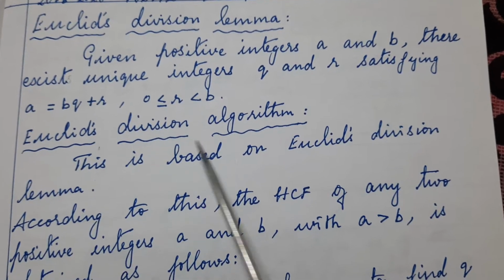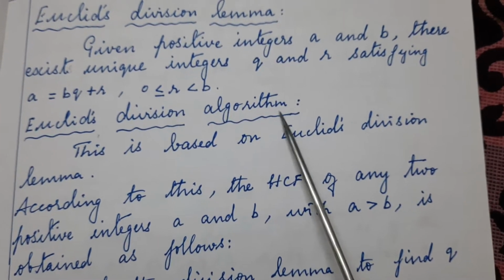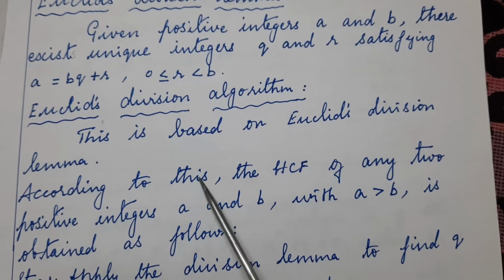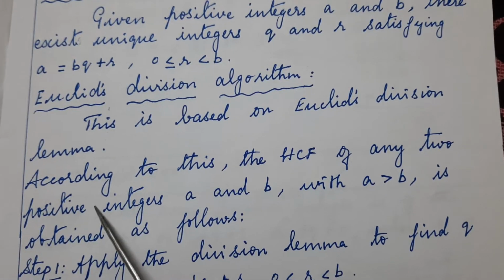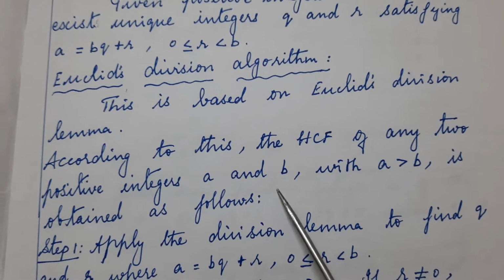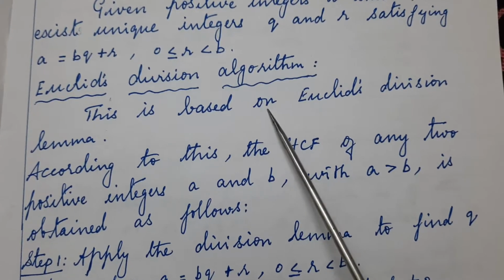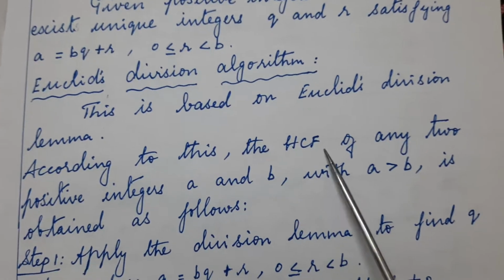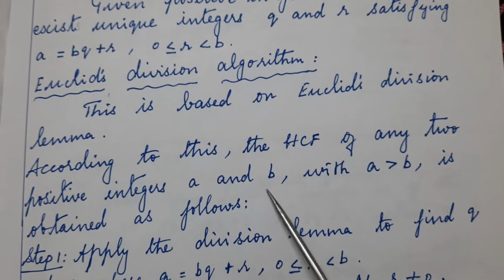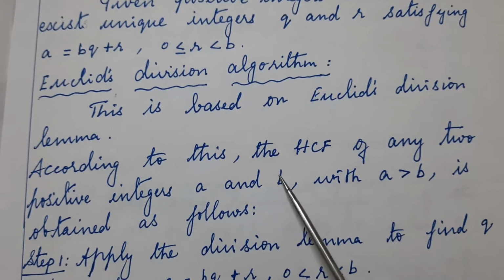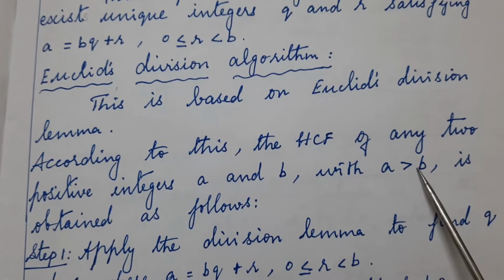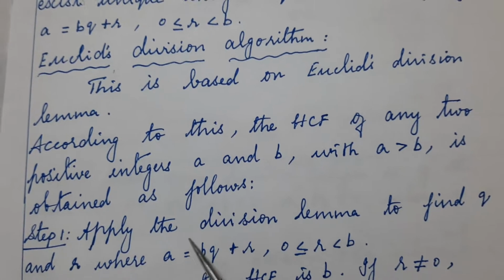Next is Euclid's division algorithm. This algorithm is based on Euclid's division lemma. According to this, the HCF of any two positive integers a and b with a greater than b is obtained as follows. That means we can use this division algorithm for finding the HCF of two numbers. When you find the HCF of two numbers, one number will be bigger than the other number. For example, you are finding the HCF of 3 and 5. So 5 is bigger than 3. So any one number will be greater than the other number. So when you are finding the HCF, how to apply this?